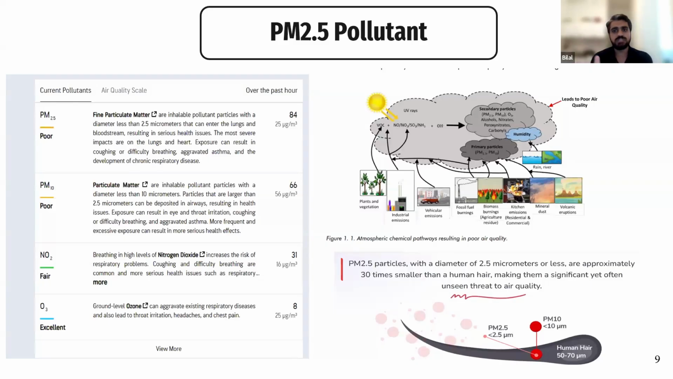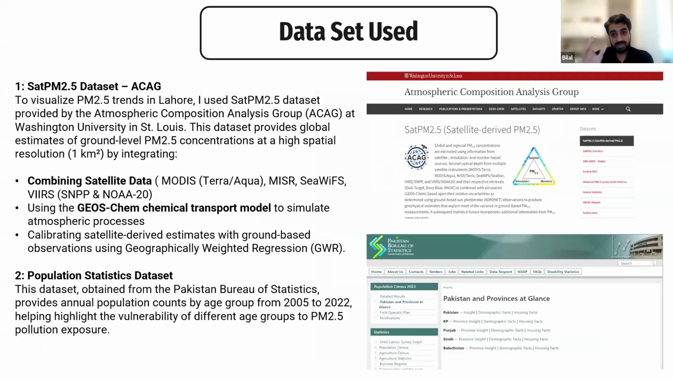The main causes of this pollutant are basically fossil fuel burning, biomass burning, and other anthropogenic activities that are happening currently in the city of Lahore. The data is used to represent this particulate matter, PM 2.5, at ground level.